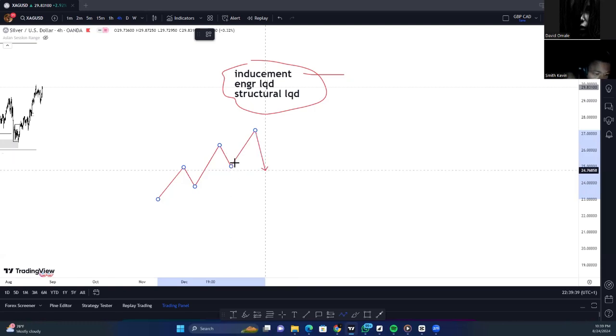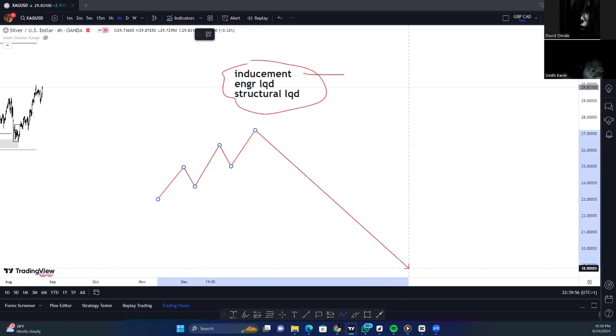Now, this area here is the last low of our basic structure. What's wrong? My computer. I think I'm running so much on this thing.